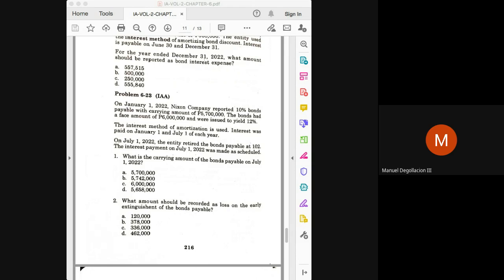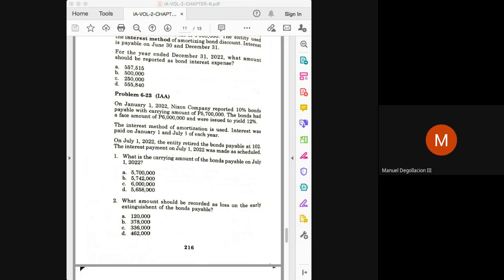How much was the carrying amount of the bond? It was 5,742,000. Okay, the balance of the bond is 5,742,000, but we paid 6,120,000 to retrieve or recover or retire the bond.